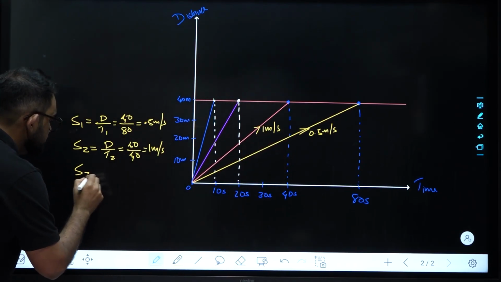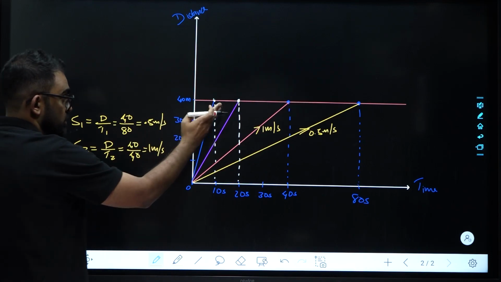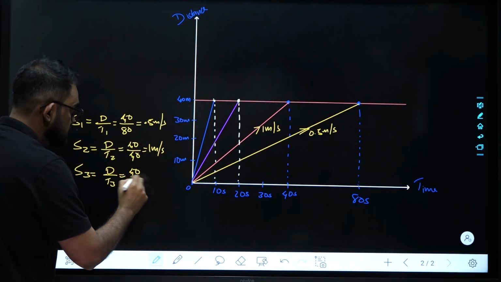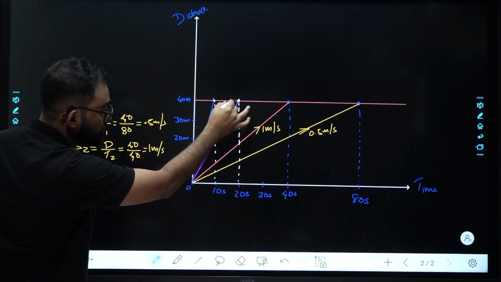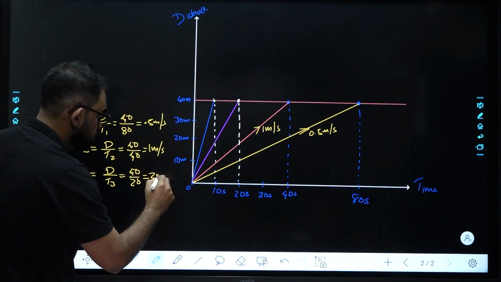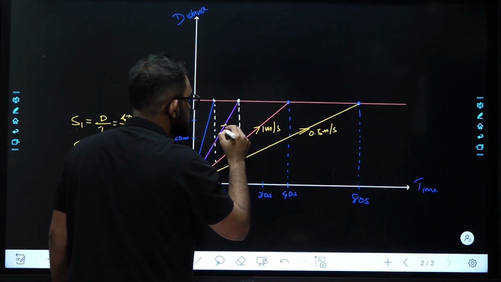And I'm going to find the speed of the third person, who is a runner. Distance divided by T3. Distance is 40 meter, same for all the persons. Time taken by the runner is 20 seconds. So 40 by 20 is simply 2 meter per second. So the speed of this person is what?